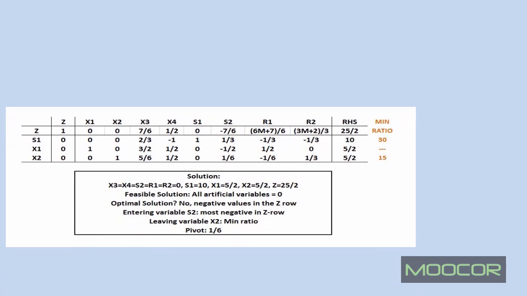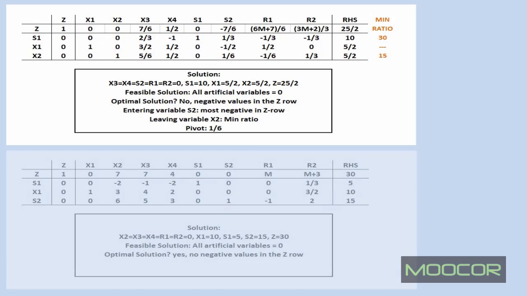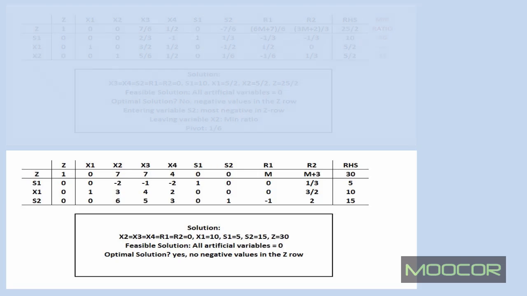Notice that there is no more M under the original variable. M only appears under R1 and R2 in the 0 row. That is an indication that your solution is feasible.